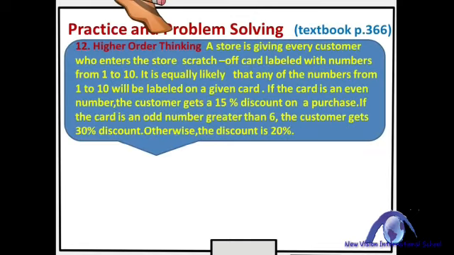Number 12. Higher order thinking. A store is giving every customer who enters the store a scratch-off card labeled with numbers from 1 to 10. It is equally likely that any of the numbers from 1 to 10 will be labeled on a given card. If the card is an even number, the customer gets a 15% discount on a purchase. If the card is an odd number greater than 6, the customer gets a 30% discount. Otherwise, the discount is 20%.